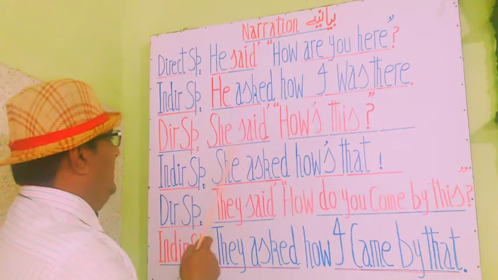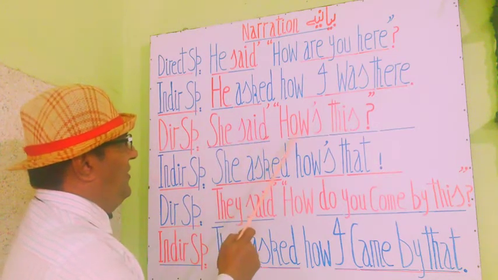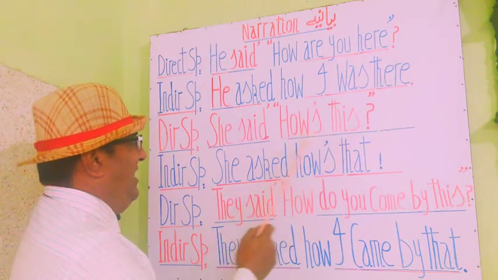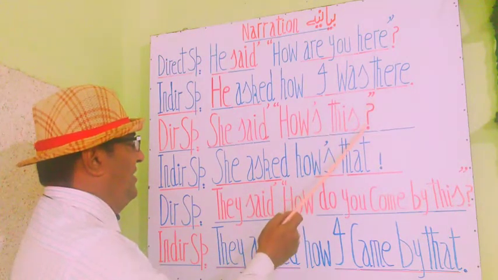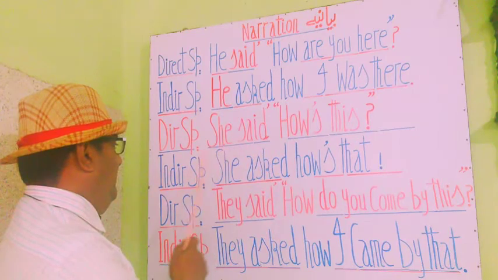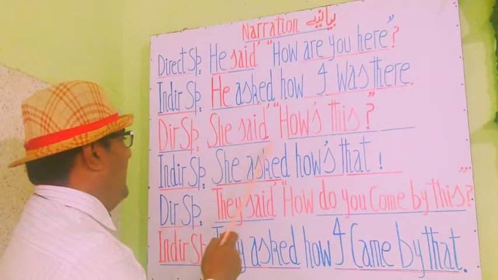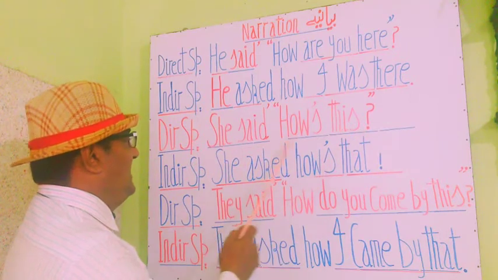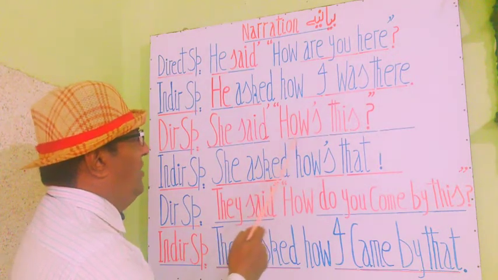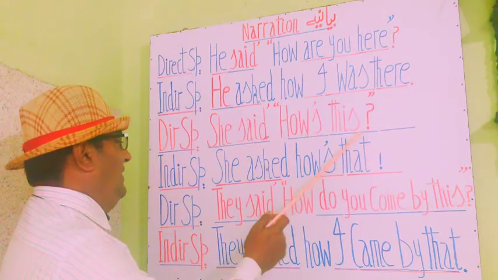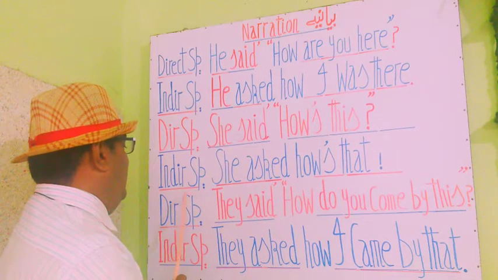Next one is: She said, comma, inverted comma start, how's this? How is this? Commas close, interrogative sign. We read it again. She said, how's this? Let's see its change in indirect speech.